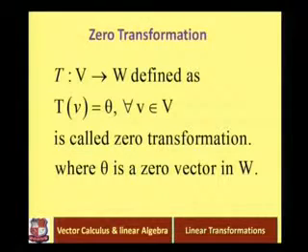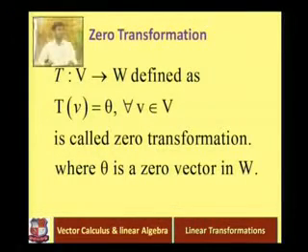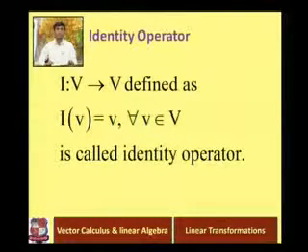We see some important transformations. The first one is the zero transformation. How we define it: the transformation T from vector space V to W defined as T of v is equal to theta, for all v belonging to V, is called the zero transformation, where theta is the zero vector in W. So this is a zero transformation.